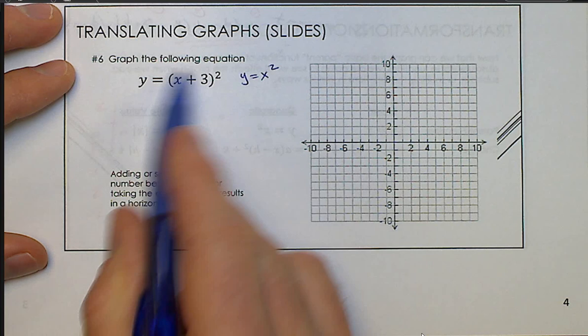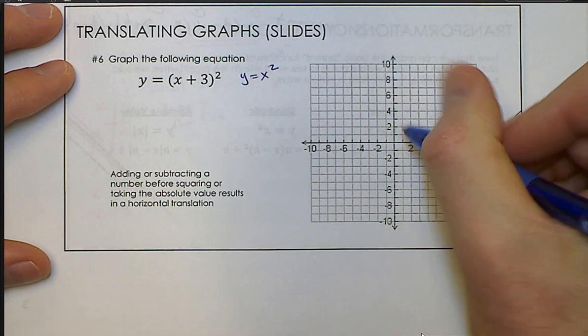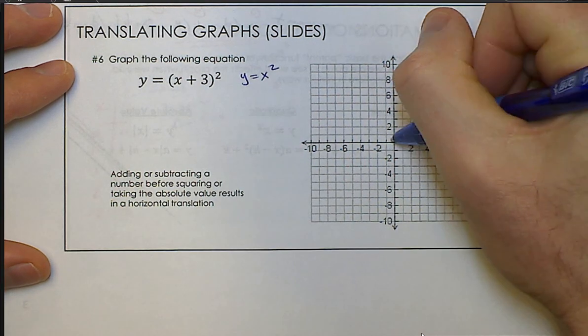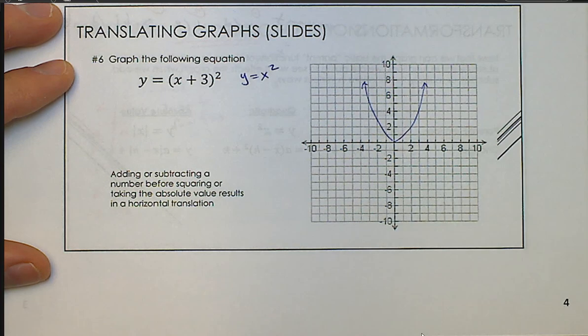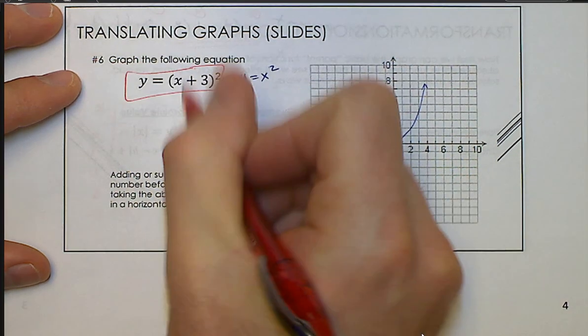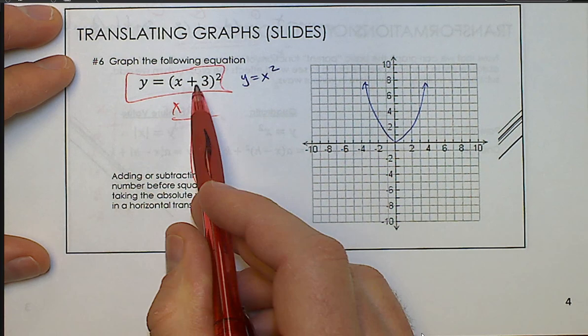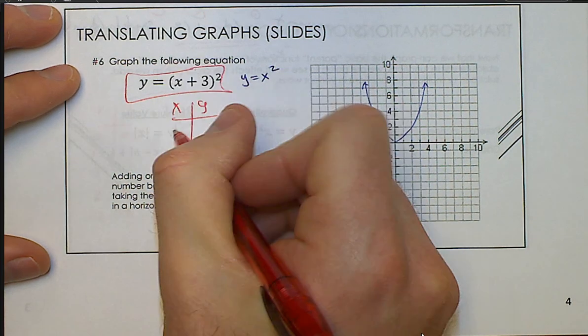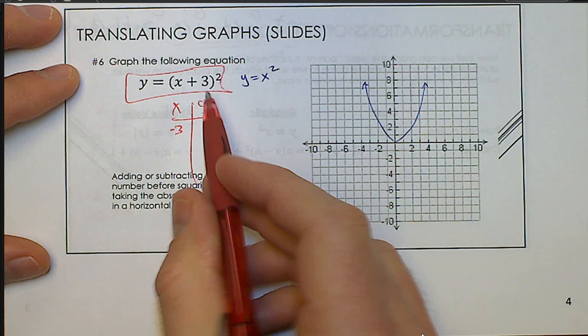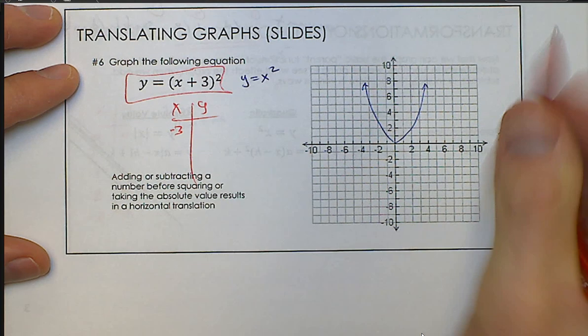Again, review-wise, you could graph this very quickly. That's just a really rough sketch. But if you made a t-chart again for the parent function itself, and we want to zero this out, we would plug in a negative 3, right? Negative 3 plus 3 would be 0. 0 squared would be 0, so we have something like this.